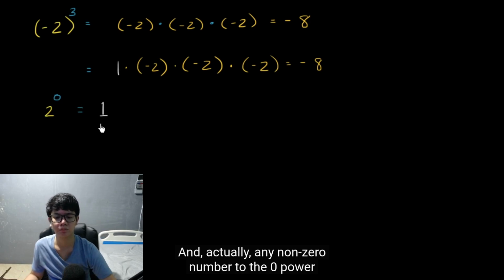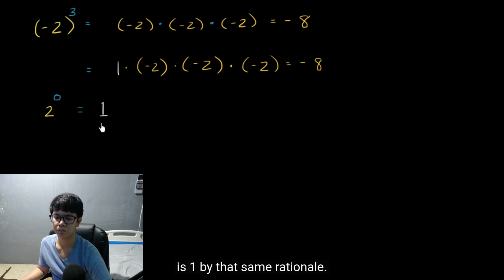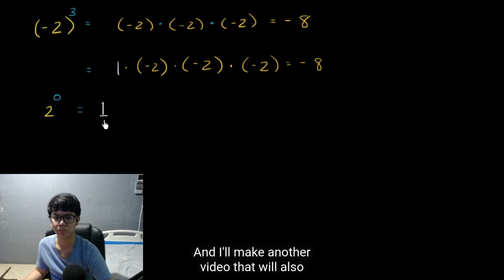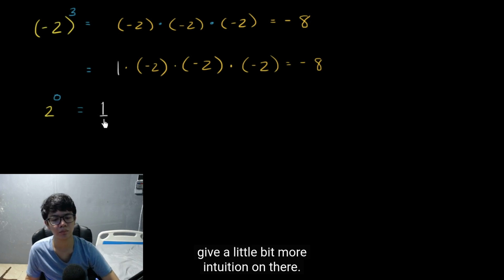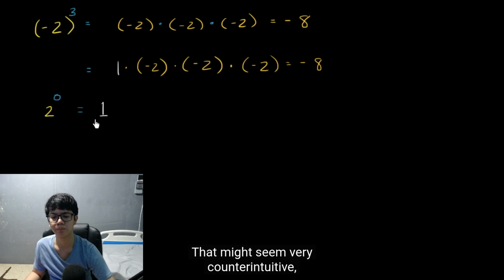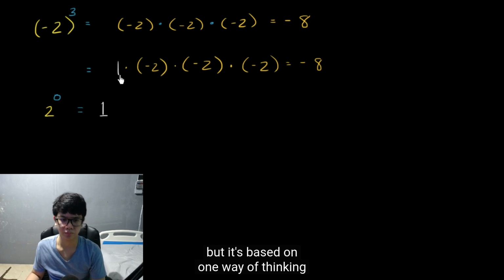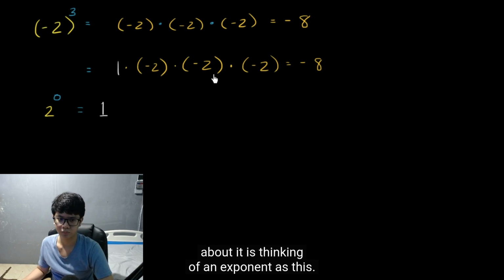And actually, any non-zero number to the 0 power is 1 by that same rationale. I'll make another video that will give a little bit more intuition on it. That might seem very counterintuitive, but one way of thinking about it is thinking of an exponent as this.